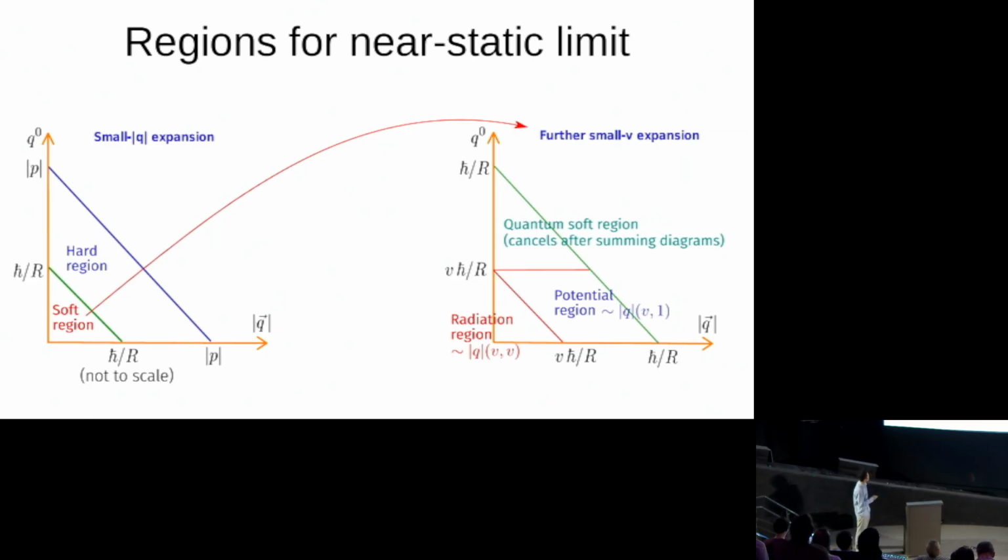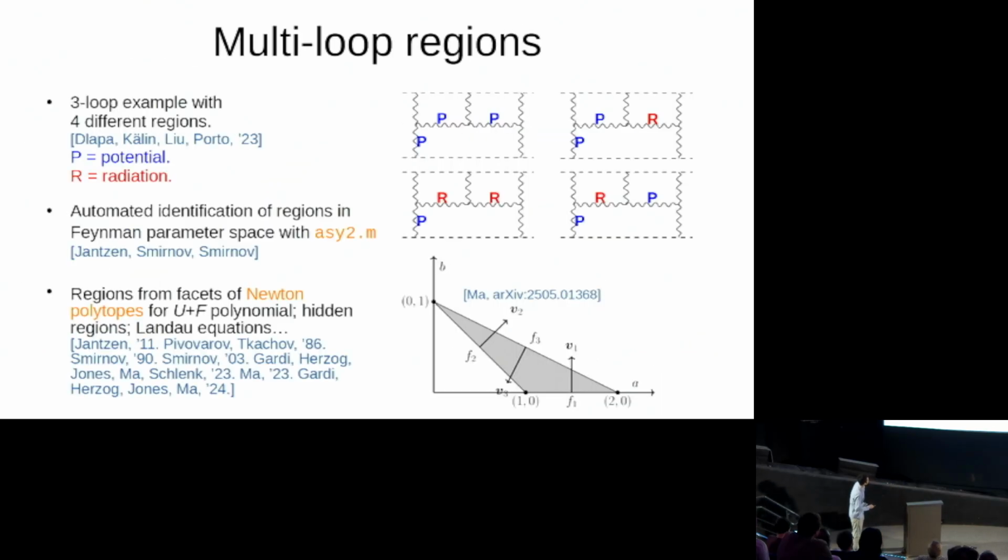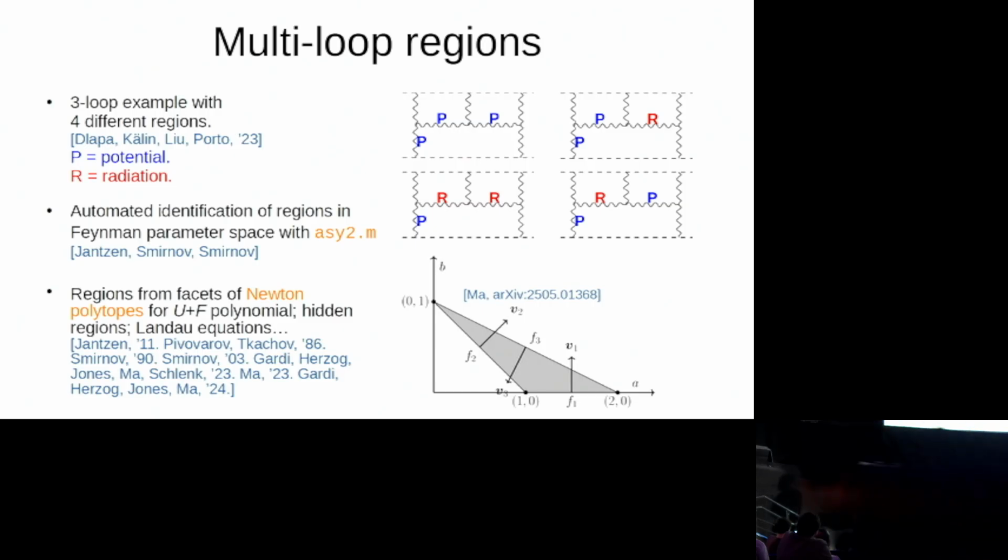This is just a diagrammatic illustration. The soft region suppresses this q, and then this further splits into the potential region, where q0 is suppressed, and the radiation region, where both q0 and the spatial components are suppressed. This has been very powerful in practice, and it also gets a little more intricate at high loop orders.